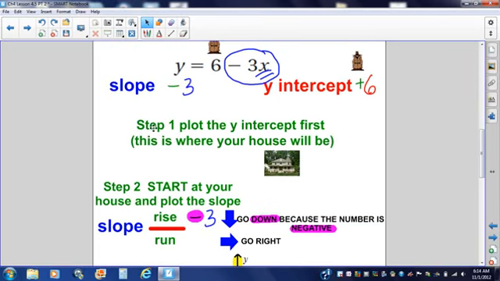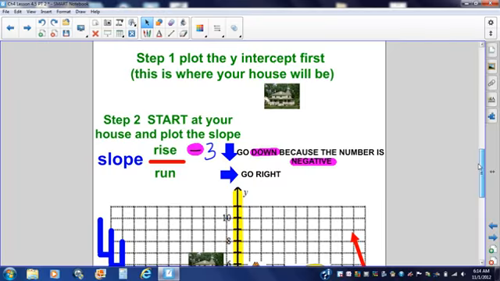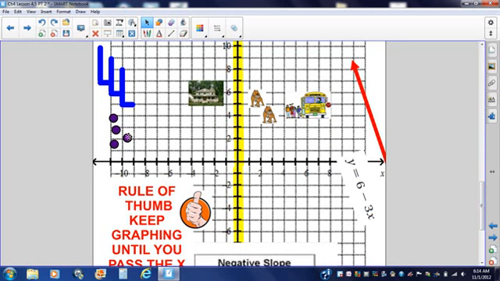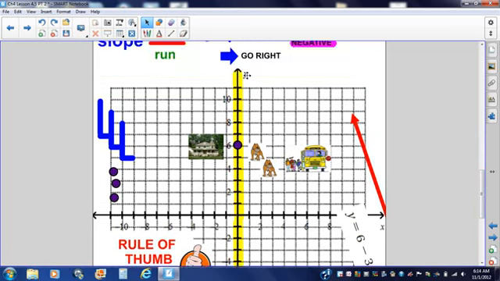We said yesterday, step 1, plot the y-intercept first. This is where your house will be. So I'm going to go plot my y-intercept at positive 6. Guys, epic fail. This is not the y-intercept, this is the x-intercept. Don't channel your inner Chicago Cubs. So my y-intercept is at 6. So right there, y-intercept is at positive 6. Please put yourself a dot. This is where we're going to start.